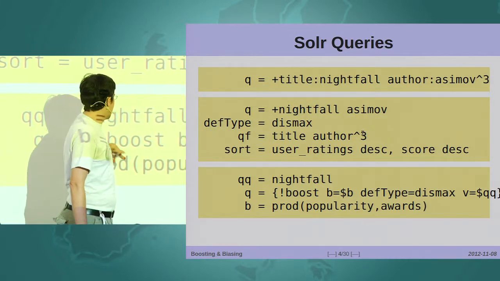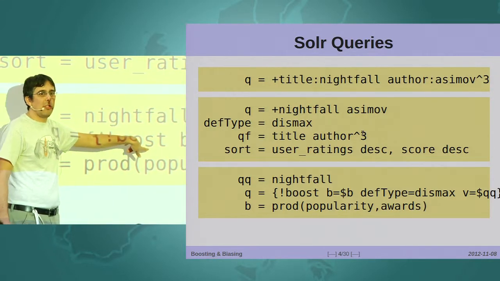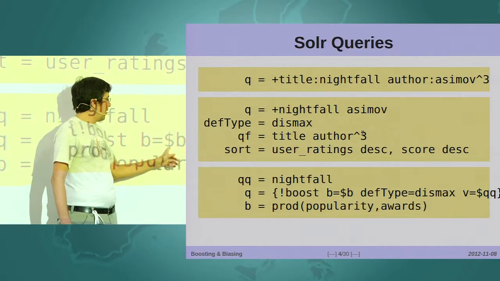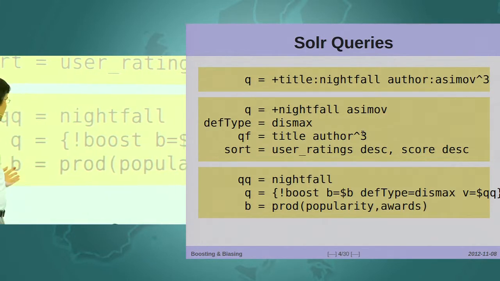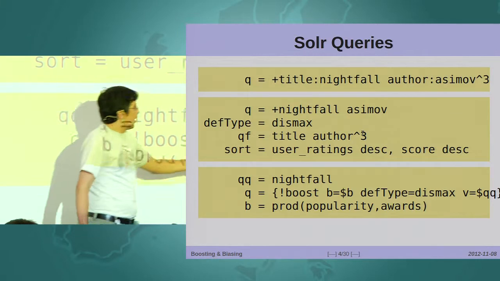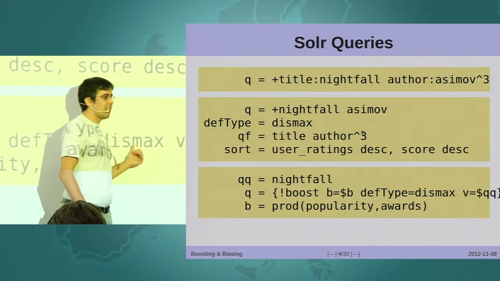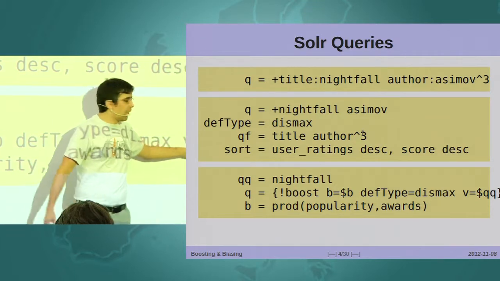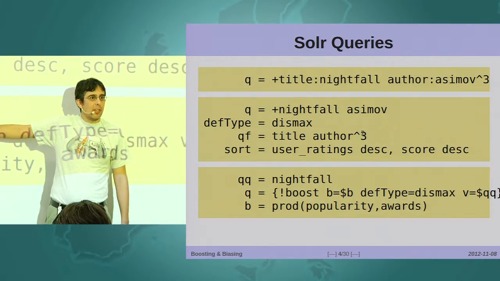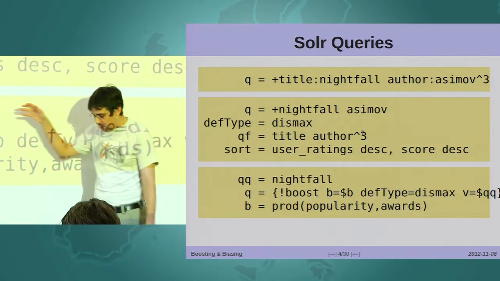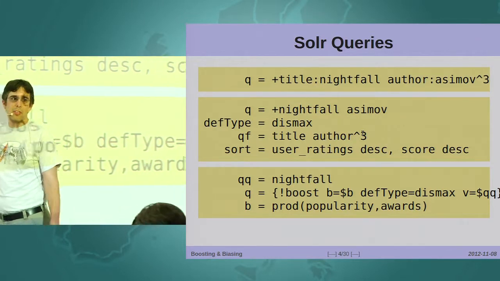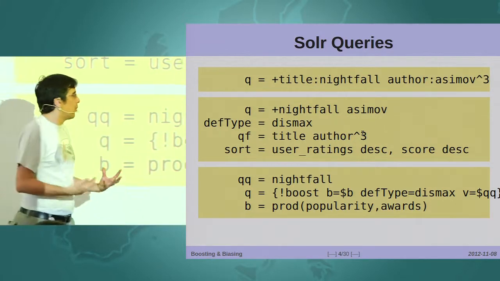And these can then refer to variables. So here we're saying take the boost parser. The b parameter should get the variable b, which comes from here. The defType parameter is going to be dismax, and the body of what we're going to have dismax parse comes from the qq parameter. Okay? So this is the local param nested query parser syntax that Solr supports, which can be really powerful.